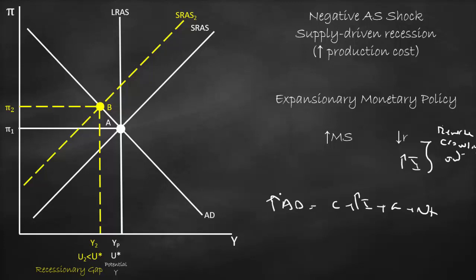So I will look at the point of intersection between long-run aggregate supply and short-run aggregate supply 2, this point C. So aggregate demand will shift to the right to intersect at this point. And this would give us a new equilibrium at potential output, at the natural rate of unemployment, and a higher inflation level at pi 3.